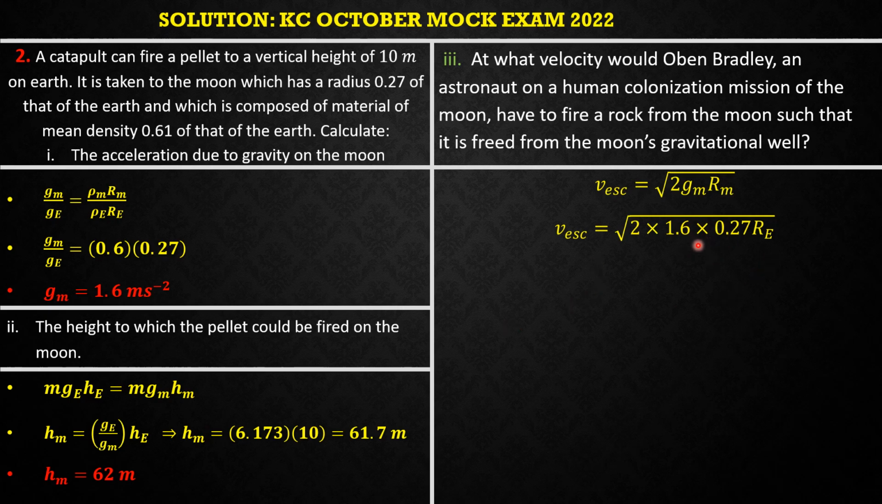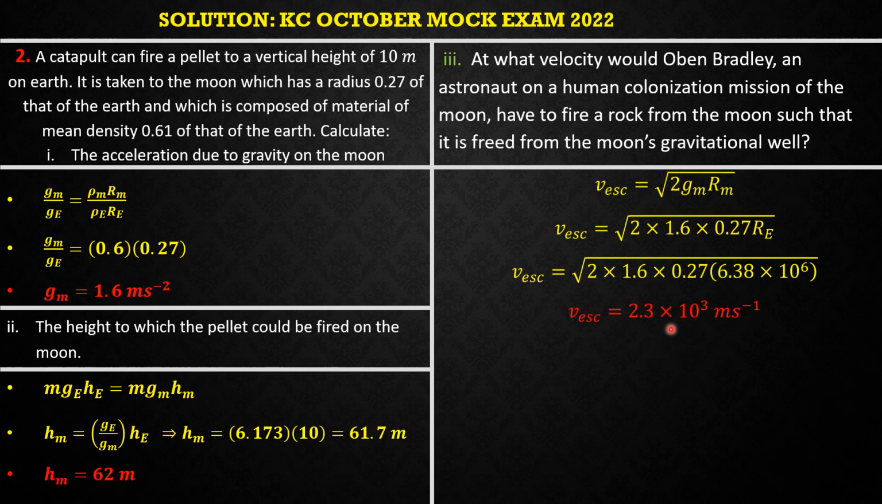So we have field intensity at the surface of the moon to be 1.6. Radius of the moon, remember that is 0.27 of the radius of the Earth. But we know the radius of the Earth, which is 6.38 times 10 to the power 6 meters. So we actually have that out, and then we have V escape to be 2.3 times 10 to the power 3 meters per second. So again, you can have the mark allocations like that, and that's how they were distributed in our exams.